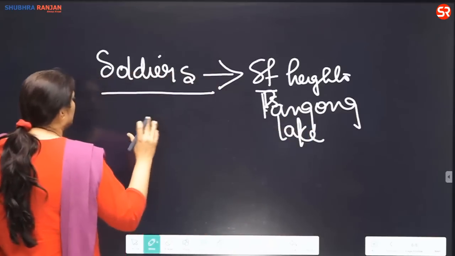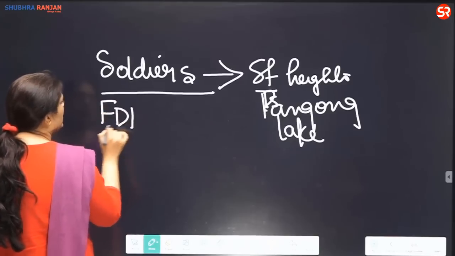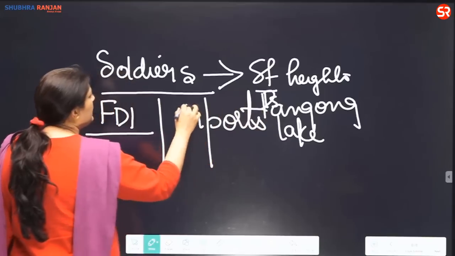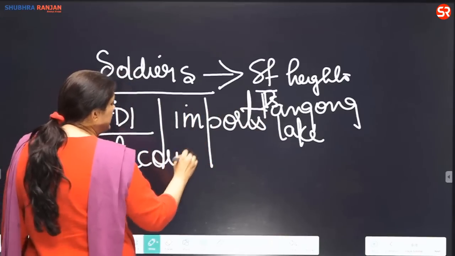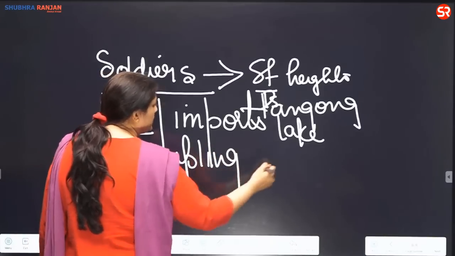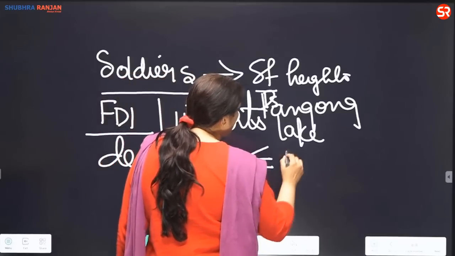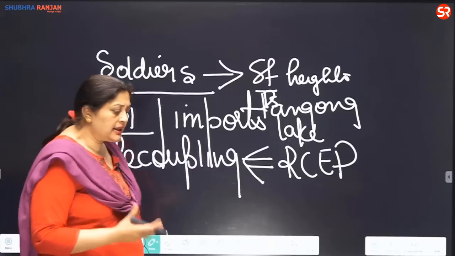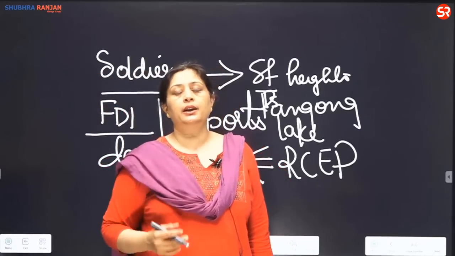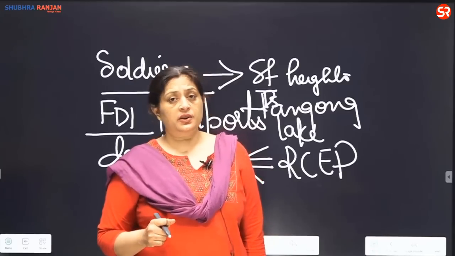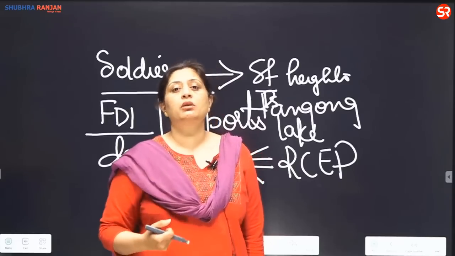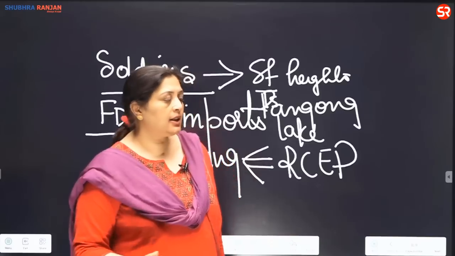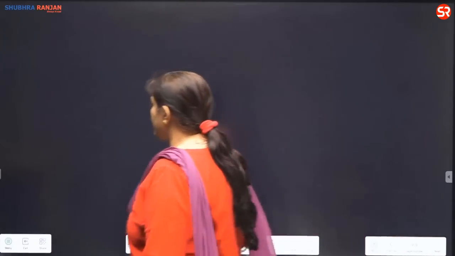India took strong measures: restrictions on Chinese FDI, additional controls on Chinese imports, and a very befitting reply to China by decoupling from the Chinese economy, and India's decision to stay out of RCEP. Fine. So now, this time, China is taking a step forward, realizing its mistake, and is showing greater resolve for de-escalation and disengagement.